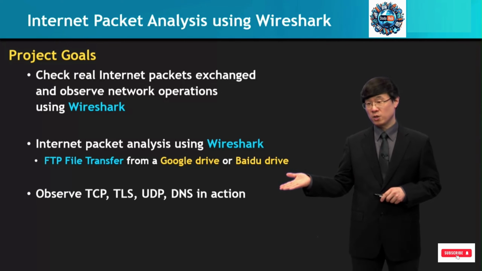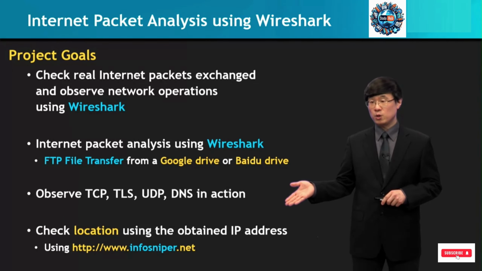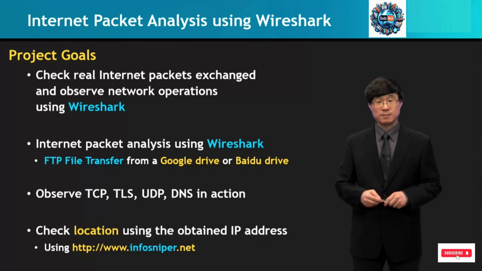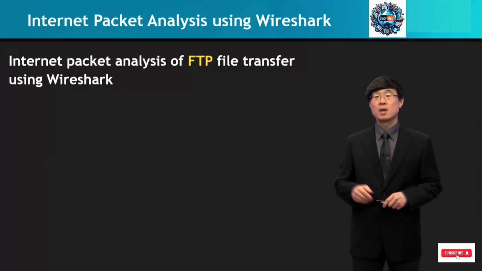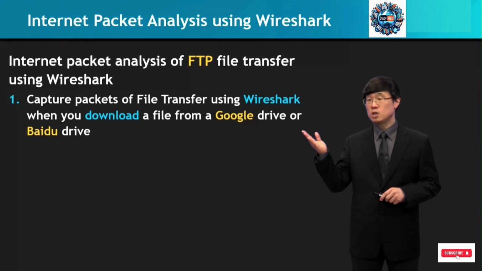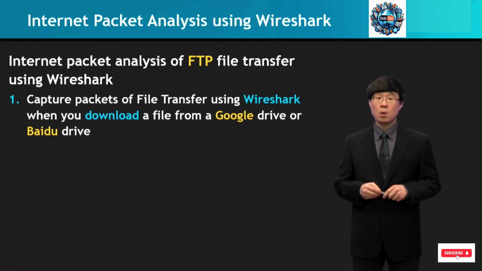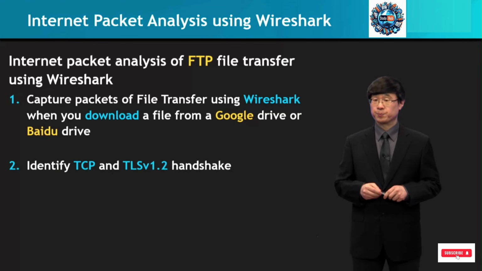And we're going to observe TCP, TLS, UDP, and DNS in action. And we're going to check the location using the obtained IP address. Now, we're going to do the FTP-based file transfer using Wireshark, and capture packets of the file transfer when you download a file from the Google Drive or a Baidu Drive.